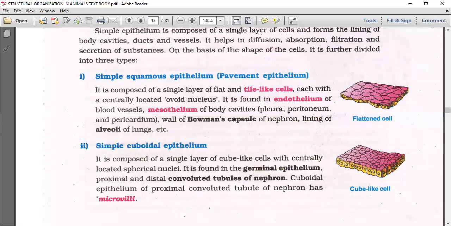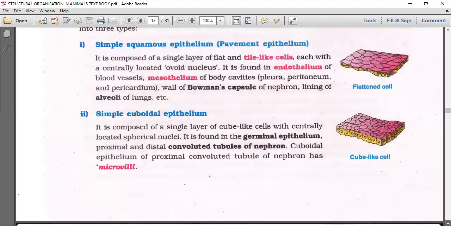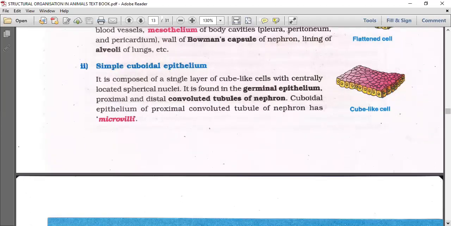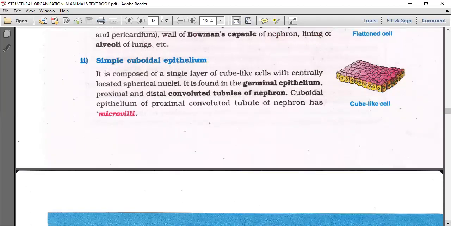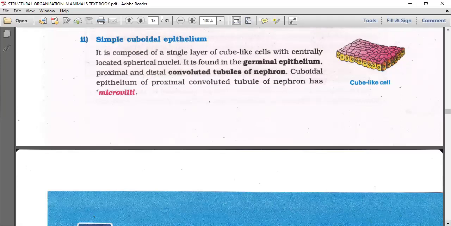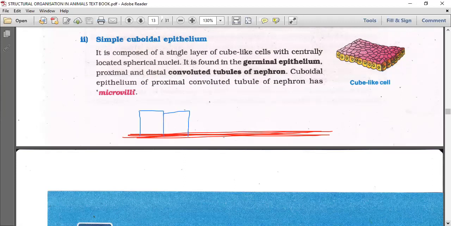Next, simple cuboidal epithelium. What do you say? The cube-like cells. First of all, let me draw the basement membrane. Above the basement membrane, cube-like cells are present. Cells are cube-like with a centrally located spherical nucleus. Earlier it was an ovoid nucleus and this is a spherical nucleus.